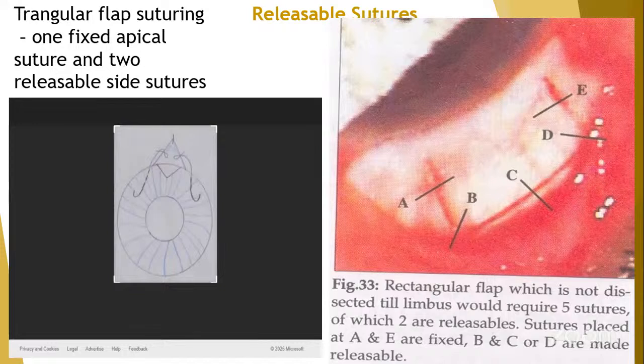You want to be in control. You want to release your sutures at your own terms as you monitor the patient's pressure. If it is a rectangular flap, the ideal rectangular flap by Murphy's technique that you have made posteriorly up to 5 millimeters, and you have made sure that it did not reach the limbus, it is advised that your side sutures will be fixed sutures, and then the rest of your sutures towards the apex, at the posterior edges of your wound, will be releasable sutures so that you can be in control.